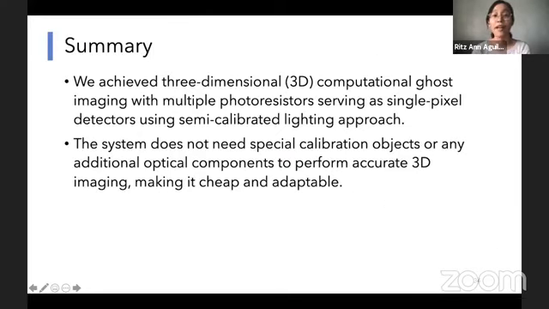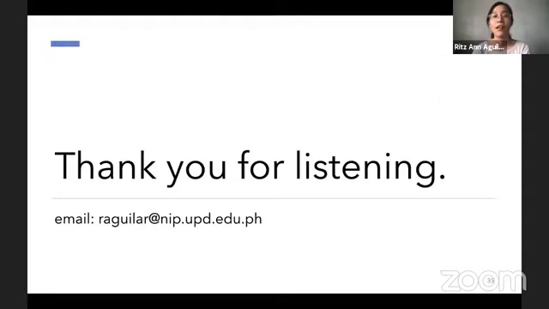Finally, to summarize, we achieve 3D computational ghost imaging with multiple photoresistors serving as single pixel detectors using a semi-calibrated lighting approach plus apodization technique. The system does not need special calibration objects or additional optical components to perform accurate 3D imaging, making it cheap and adaptable. And of course, it can also be used for applications outside the visible spectrum. So that's all for my talk. Thank you for listening.